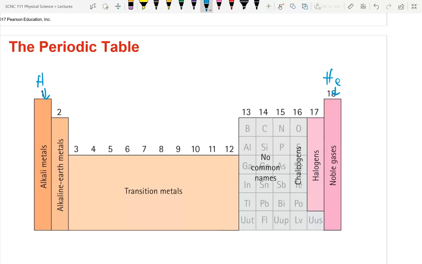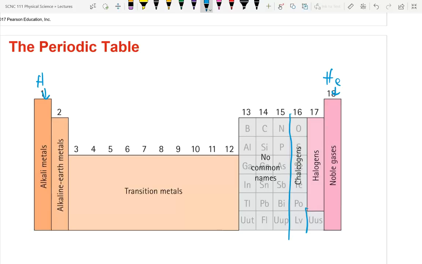Then you go over to, notice, no common names. Boron, carbon, nitrogen, oxygen, those are all in no common names. Well, I say no common names. The oxygen does have a semi-common name, so I did not learn this name until I taught the class. The halogens. But let's go to the halogens.